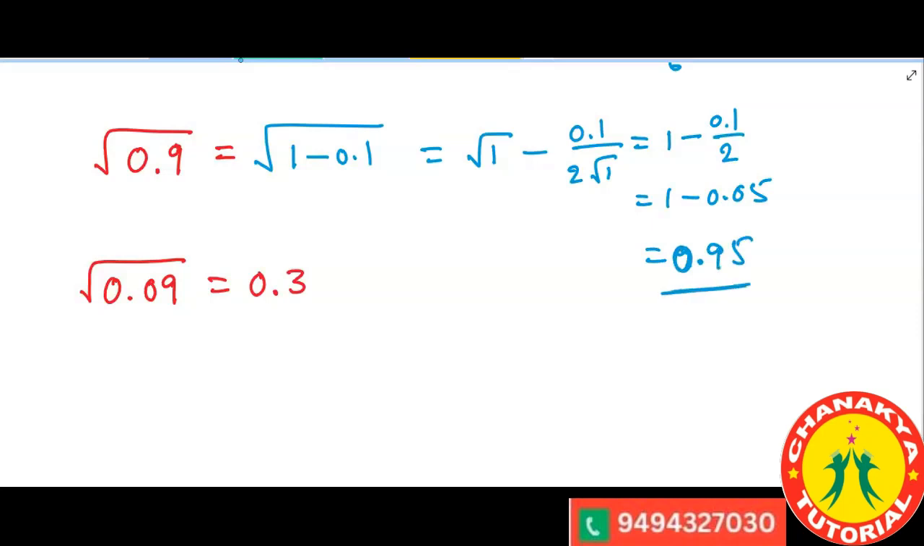Okay, this is the approximate square root of 0.9. Every non-perfect square root will give an approximate square root only. Every perfect square will give an exact value. Clear? All of you? Yes, sir. Okay, Jitendra, tell the answer for this.